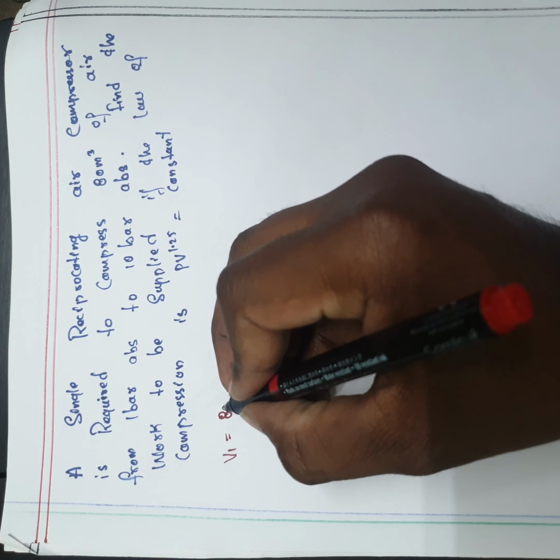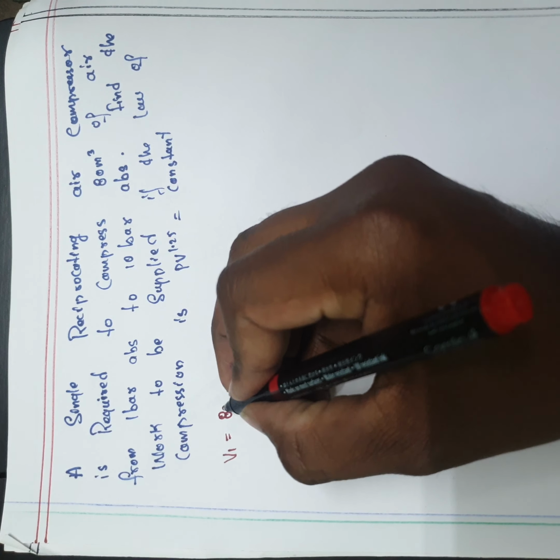n by n minus 1, P1 V1. Then after that, P2 by P1 raised to n minus 1 by n, minus 1. This is the formula for polytropic work done.